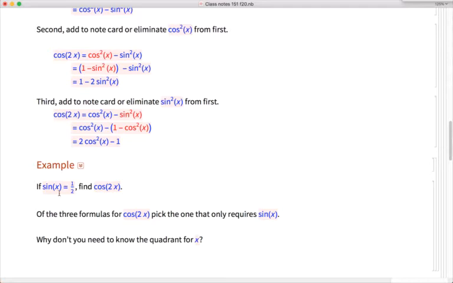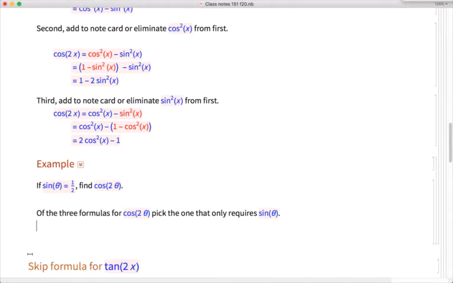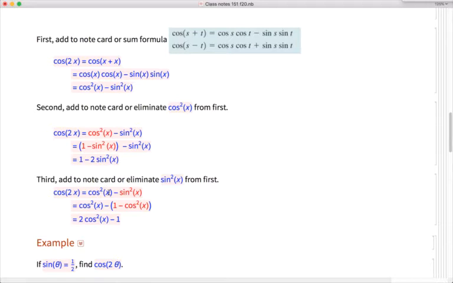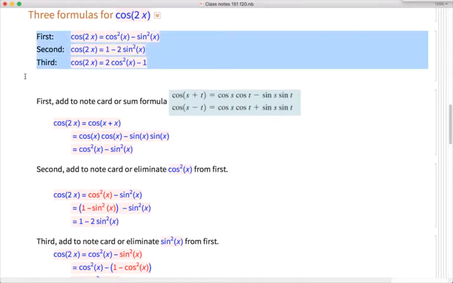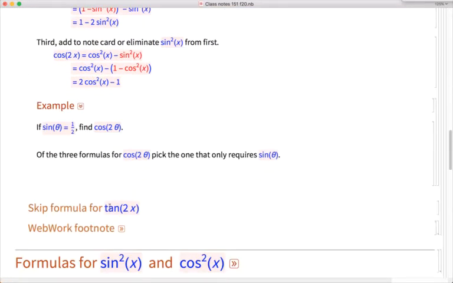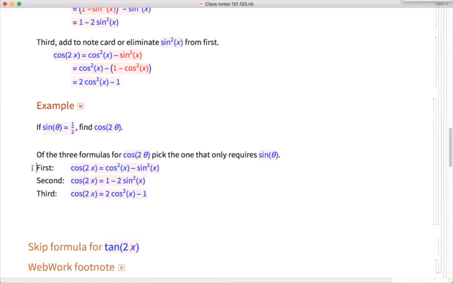If sine of, I don't know, I could leave it as x, but for whatever reason, I don't like to have thetas in the generic formula. I like x for the generic formula, but for a specific one, I want the Greek letter theta. So we're asked to find cosine 2 theta. Okay, so again, remember we have all 3 identities at our disposal. Which would be the best to use here?